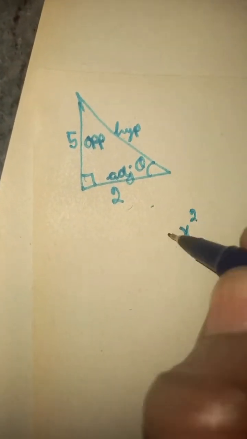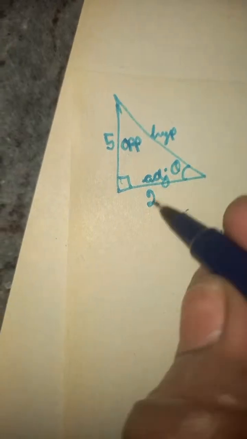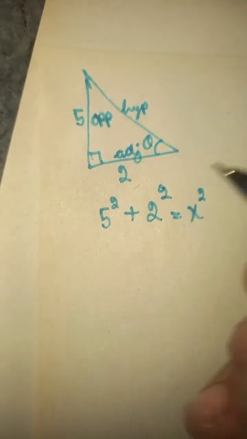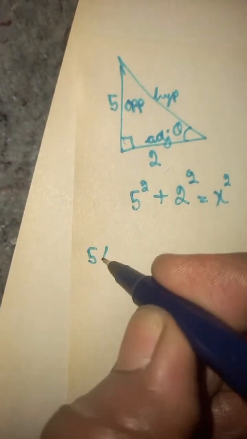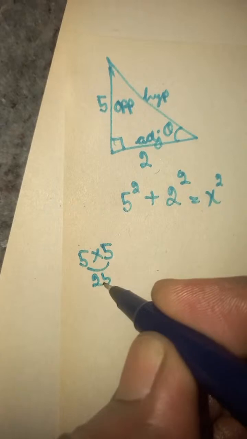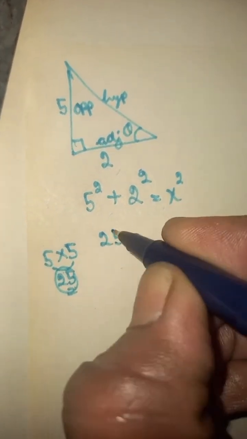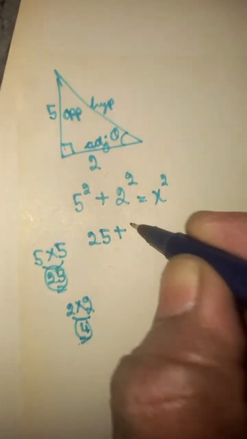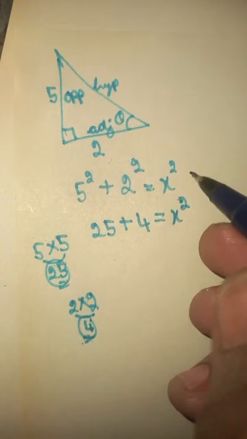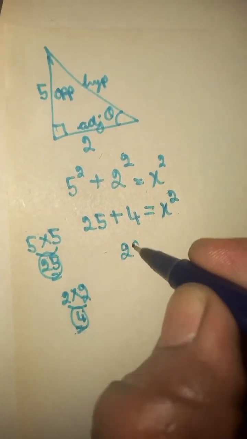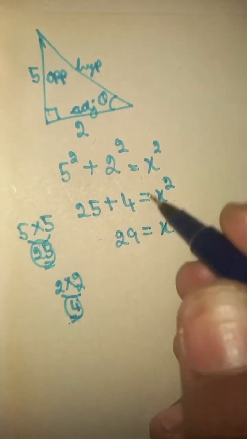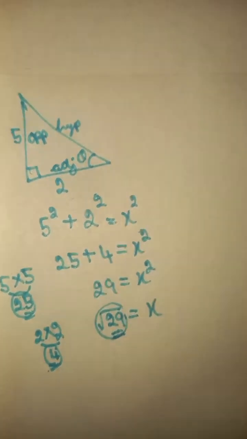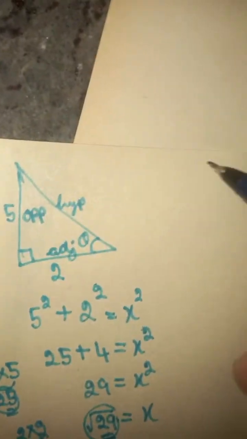Hypotenuse, let's take it as x square, which is equal to this side square, that is 5 square, plus this side length square, which is going to be 2 square. 5 square means 5 times 5, which is 25. Plus 2 square means 2 times 2, which is 4. 25 plus 4 is 29, equal to x square, and the square moves to that side, it becomes root 29 equal to x. Now let's find the different trigonometric ratios.